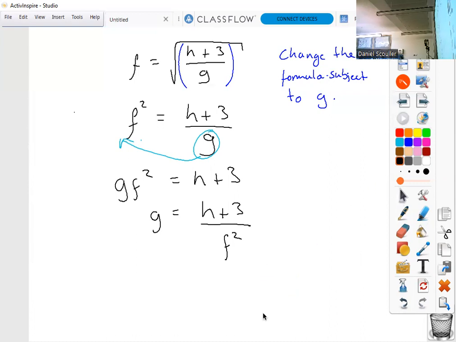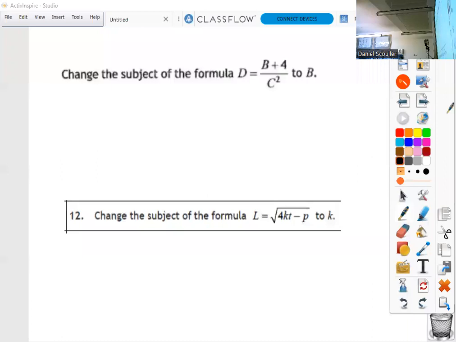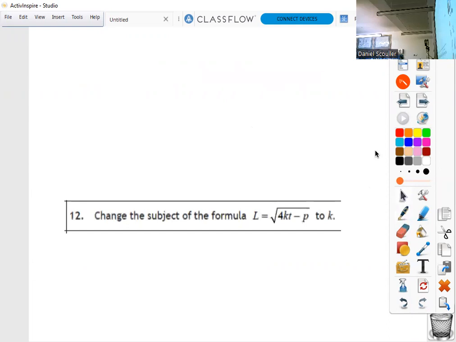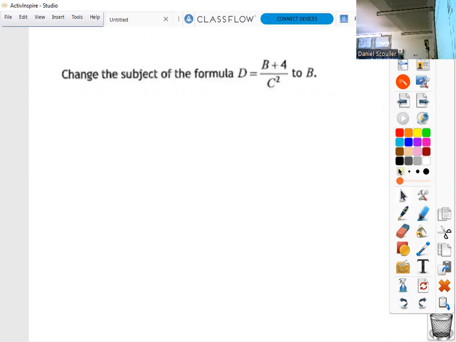All right, so let's finish the night off just by trying that ourselves. Okay, let's finish off the night. So, top one there, changing the formula to B. In fact, tell you what, let's move our page. Give myself space. Okay, changing that formula to B.